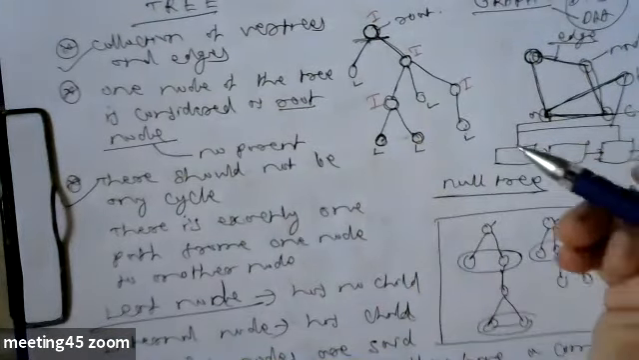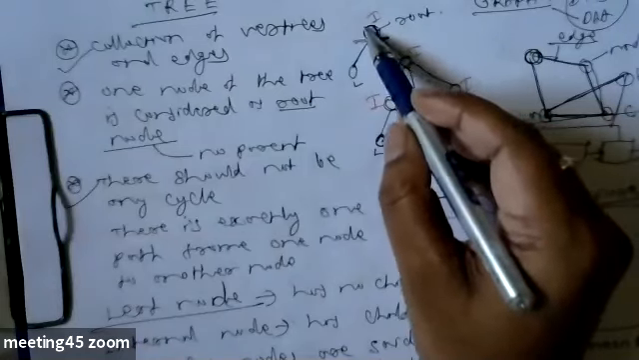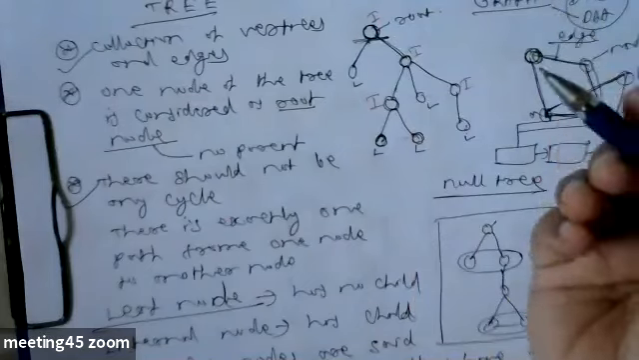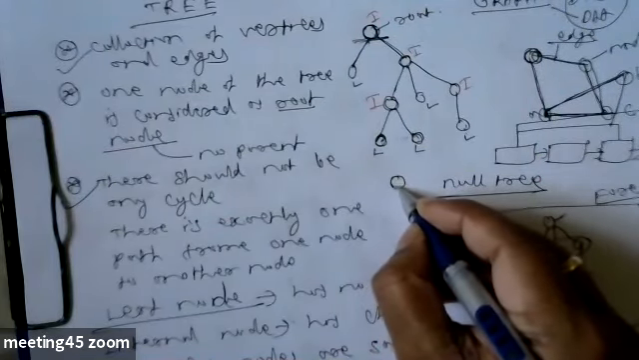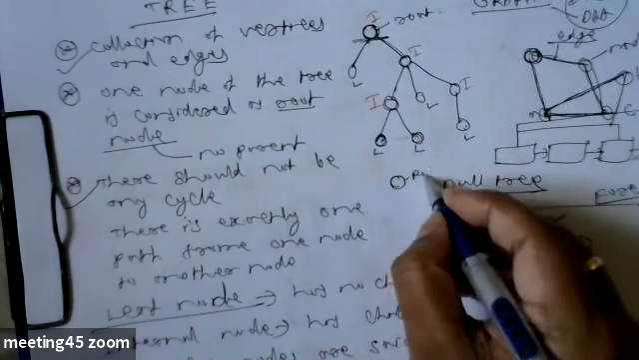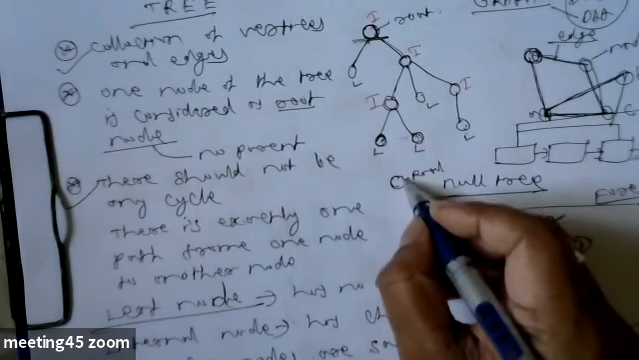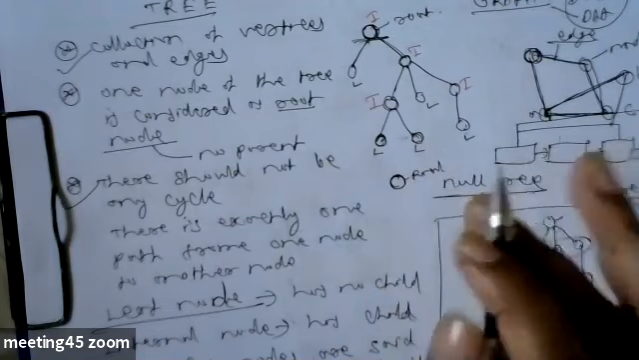Then we are going to study different terminology. One is the root node. The root node is a node which has no parent. Why am I not saying anything about the child? Because sometimes there is only one node present in the tree, and he himself is the root node. He has no parent, and he has no child either. So the root node is defined as the node which has no parent.